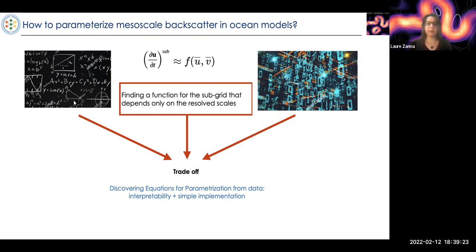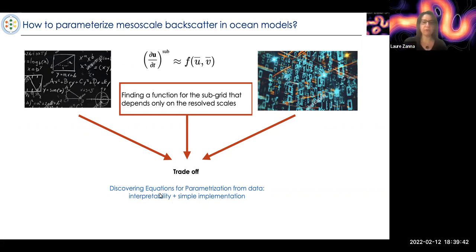So here we're trying to find a bit of a trade-off, or what we call the best of both worlds. I still want to learn from data, because this is the best source of information we have, and that's something we should rely on. But I still want something that I can interpret physically, and so a set of equations, or at least a set of mathematical operators, is a pretty good way forward.